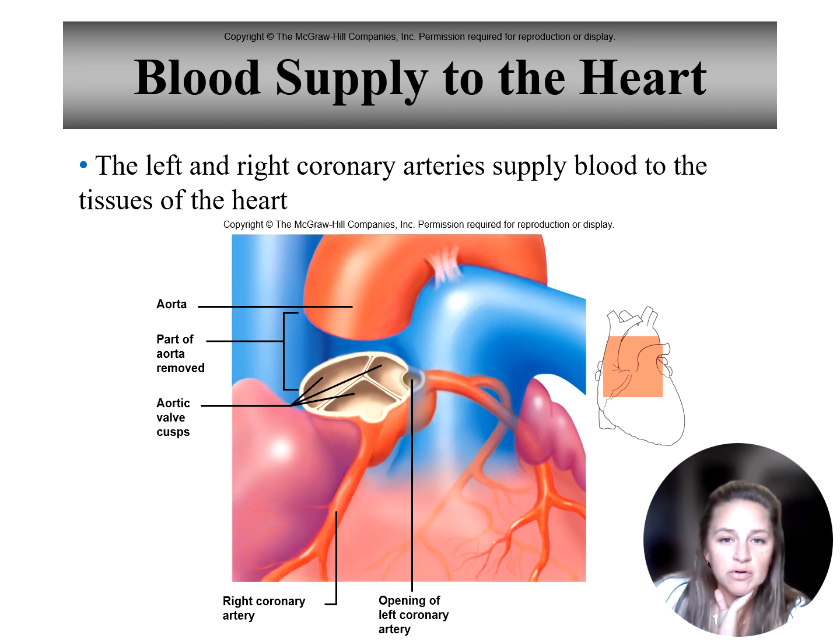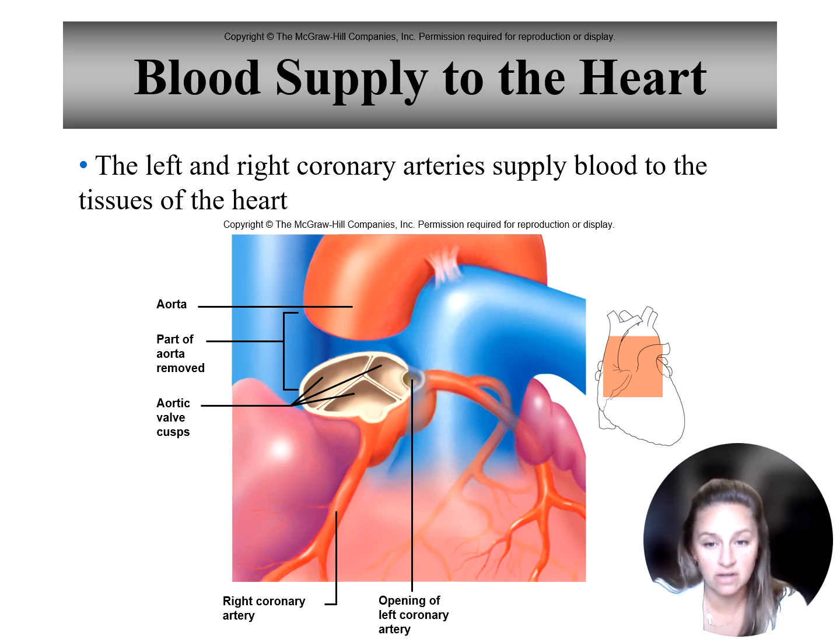So the left and right coronary arteries supply blood to the tissues of the heart. So remember that arteries take oxygenated blood away from the heart and veins take deoxygenated blood back to the heart. And this is the case for all of the arteries and veins except for the pulmonary artery and vein. So the pulmonary artery takes the blood away from the heart, that's oxygen poor.